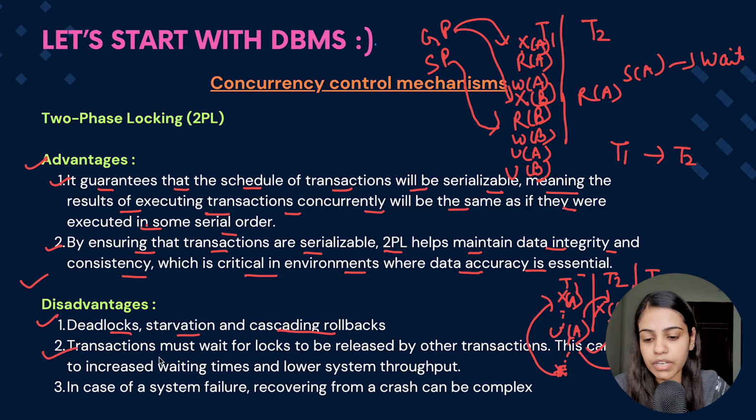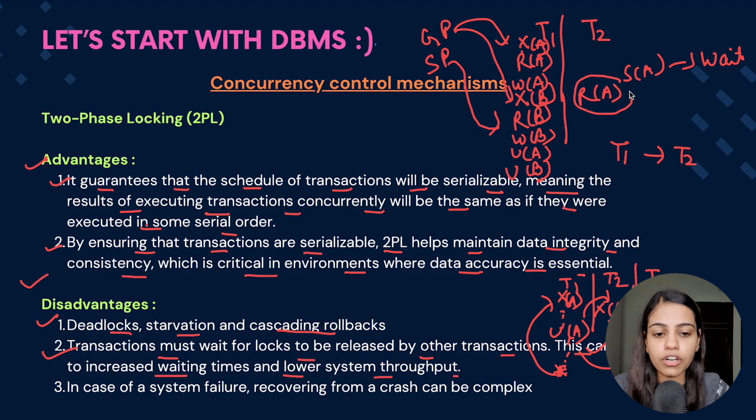Now transactions must wait for the locks to be released by other transactions. This can lead to increased waiting time and lower the system throughput. So here you can see that as part of T2 we wanted to do a read operation, but we need to wait for all the exclusive locks and shared locks assigned in this transaction to be released, so that we can acquire any locks and proceed with our transaction. So here you can see that the waiting time is more.